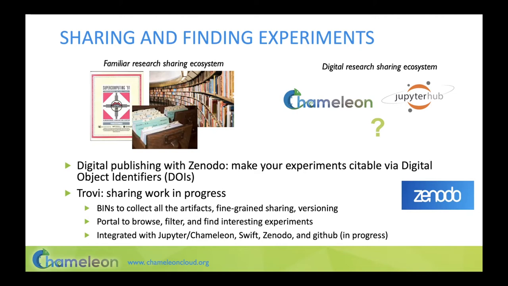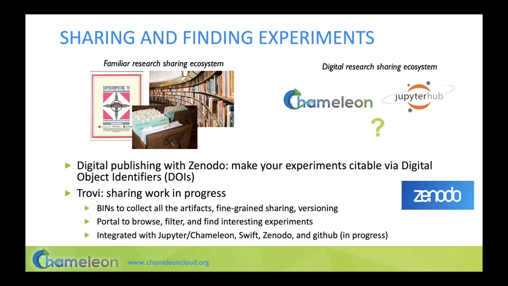But what our users told us is that this is all well and good, but when they want to share experiments, they're not always ready to publish them. They're not always ready for that DOI. They want to share some intermediate results with collaborators, and work with them on some sort of work in progress. So for them, we created Trovi, which is integrated with Chameleon, for that temporary work in progress. It has bins where you put all the artifacts that are connected to an experiment. You can do fine-grained sharing of those bins. So it's not like when you publish and it's all publicly available. You just share with your collaborators, and it provides versioning as well.